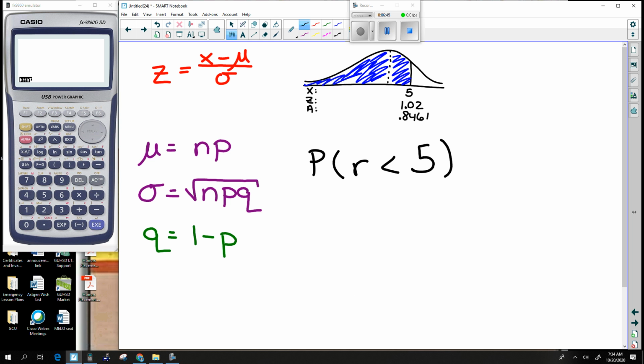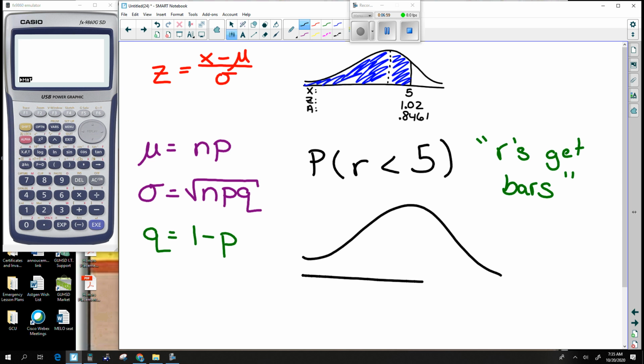So my little way of thinking of this and the way that I do these problems is, put it down: r's get bars. Here's what I mean, one more time. I draw my picture. I know that I want the number 5. So I make this little dash, I label that 5, and then I make a bar around that 5. I shade what I need to shade. So I want it specifically less than 5 in this case.